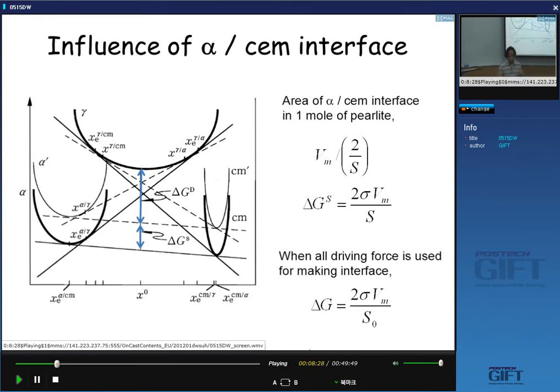And what will be the theoretical minimum value of the interlamellar spacing? When the driving force is completely consumed to make the interface, then the interlamellar spacing will have its theoretical minimum, right? So all the driving force is consumed by making the interface. The interlamellar spacing is given by this expression, and this value will be the theoretical minimum of the interlamellar spacing when the pearlite transformation occurs.